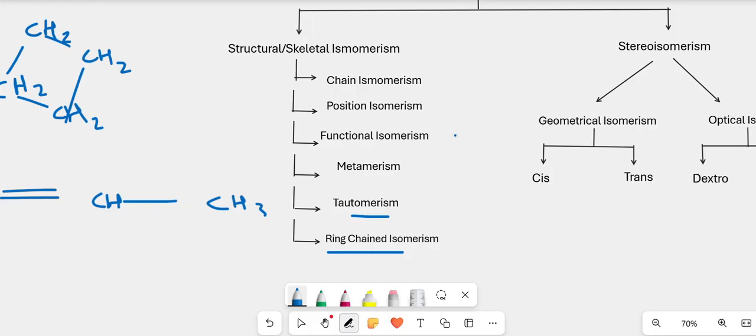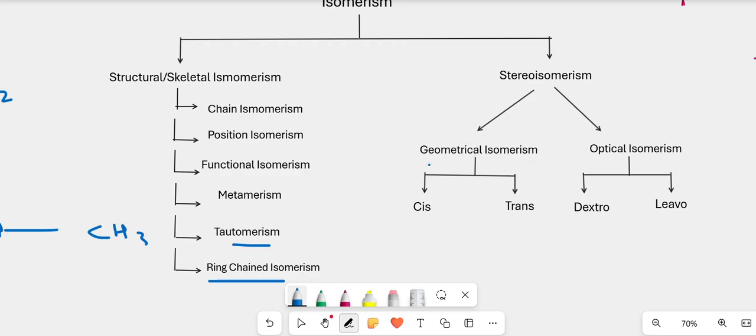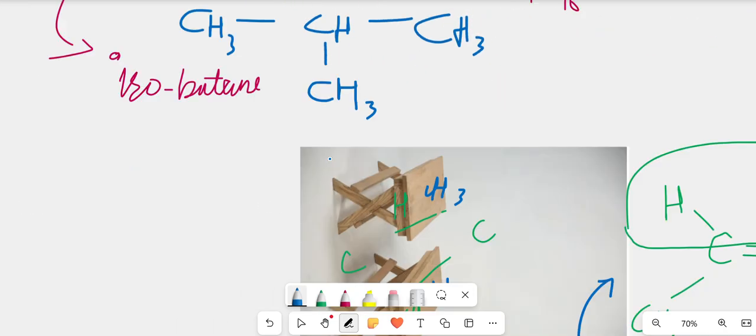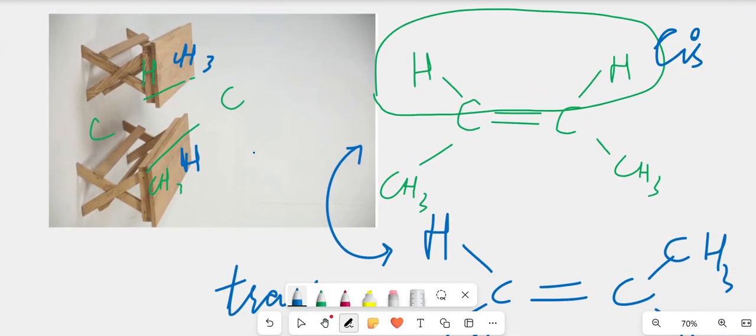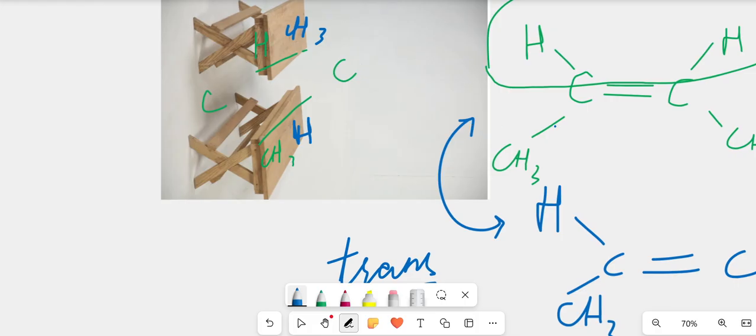Now let's get to the other branch of isomerism. This is called stereoisomerism. We have two types, geometric isomerism and optical isomerism. Geometric isomerism is the name for this thing. So you have different spatial arrangements, different geometry, but the concept is the same. What you have studied over here is geometrical isomerism, and you have two types of geometric isomerism: a cis compound and a trans form.